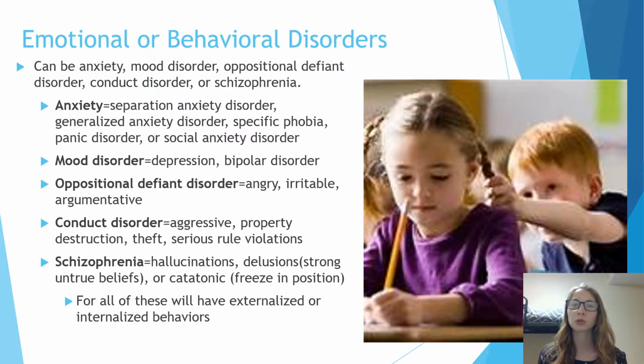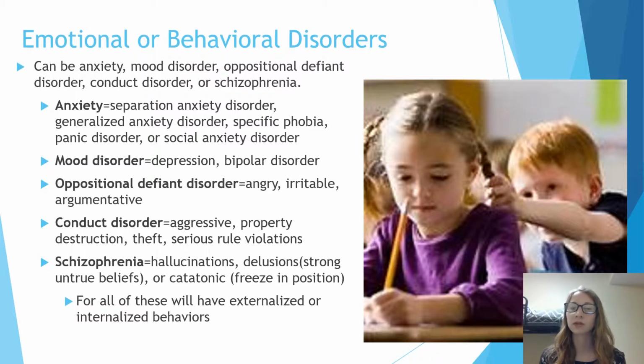And then there's emotional or behavioral disorders, and this would include things like anxiety, where you have a really strong fear of something, mood disorders, where you have depression or bipolar disorder under that, oppositional defiant disorder, where you are angry, you like to bother other people, and you really like to argue, especially with authority figures, and this can be seen in the picture where the kid is pulling on the girl's hair. And then there's conduct disorder, which is basically where you're really destructive toward other people, destructive toward property, you steal stuff, and you'll violate serious rules.